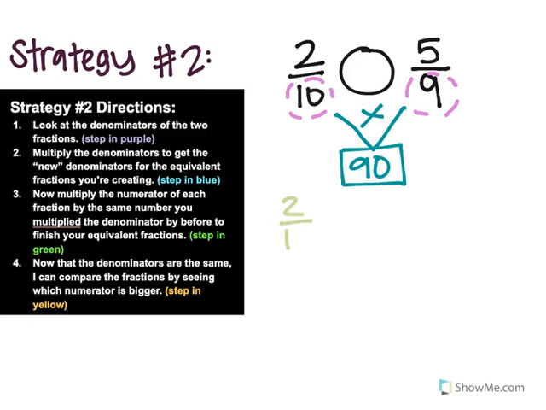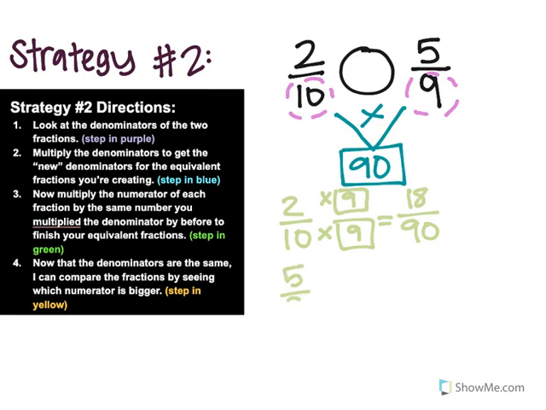I use 2/10, and I'm going to ask myself, what would I multiply to get to 90? Well, I can see I need to multiply it by 9, and if I do it to my denominator, I have to do it to my numerator. So 2 times 9 gives me 18.